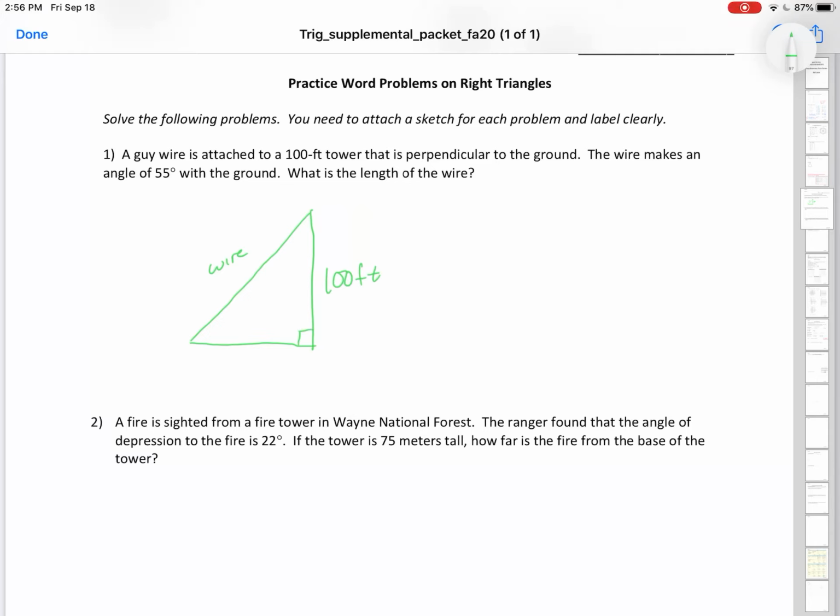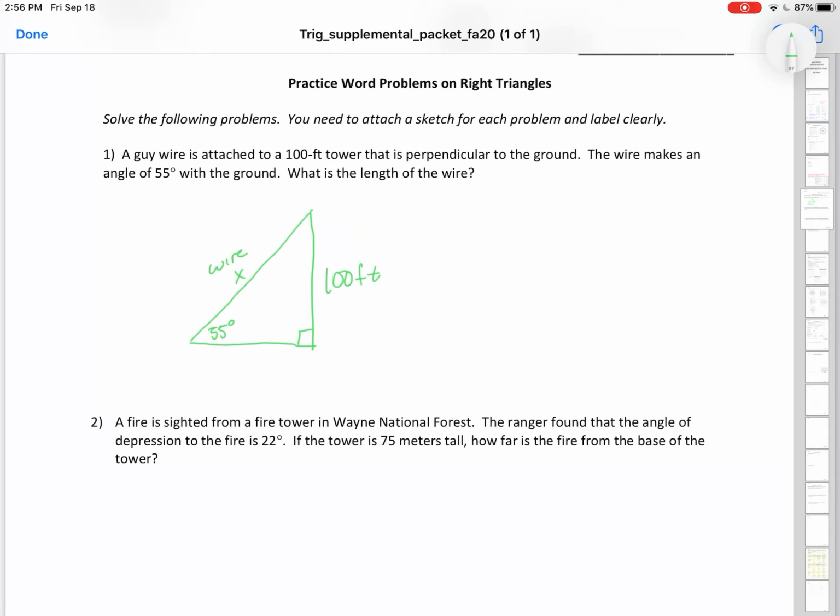Because the tower is perpendicular to the ground, we're getting a right angle. And they're saying that this is 55 degrees. So they would like us to know the length of the wire. I'll call it X. No problem. We can use trig to help figure this out. Now because they're giving everything in degrees, make sure your calculator is in degree mode.